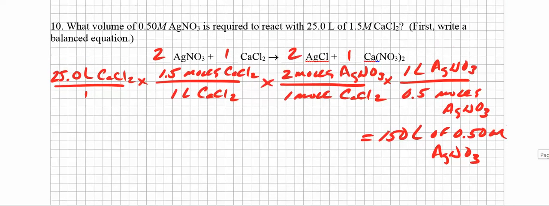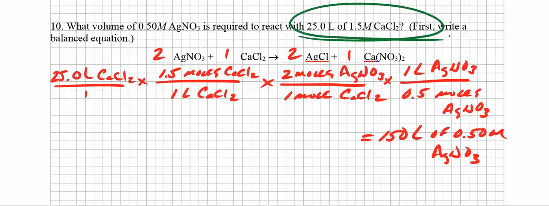Let's look at number 10. All right. Here's what we've got. It says, what volume of 0.5 molar silver nitrate is required to react with 25 liters of 1.5 molar calcium chloride? Now, don't panic, all right? You have to take one step at a time and break it down. What did they give me? They gave me this right here. They gave me these two numbers as the volume and molarity of the calcium chloride. They're asking me what volume of silver nitrate is required to react with that, and they give me the molarity of the silver nitrate, right?